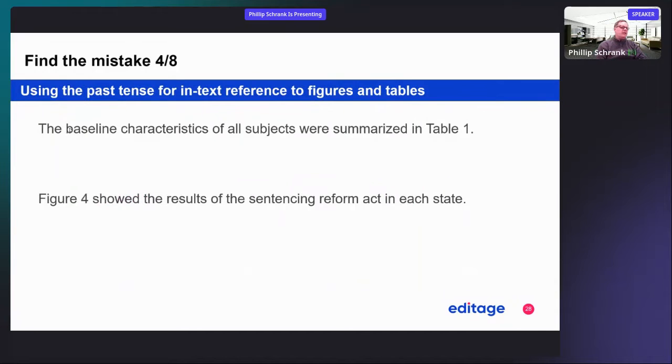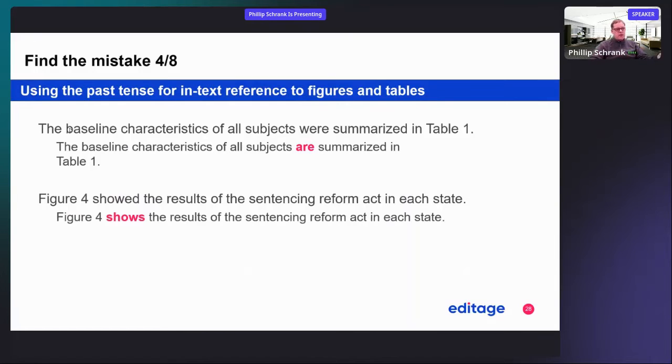Make sure that you don't use the past tense for in-text references to figures or tables, right? That's an easy mistake. I've made it myself, right? But you should always use the present tense when you're talking about the figures and tables in your work. So you're changing it. It's not "were summarized," it's "are summarized," right?